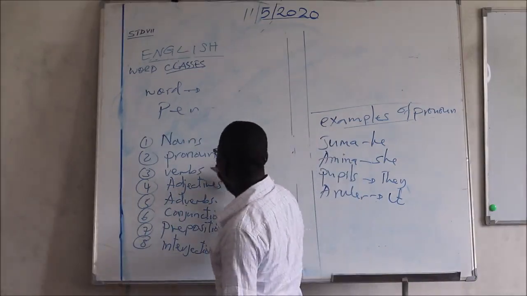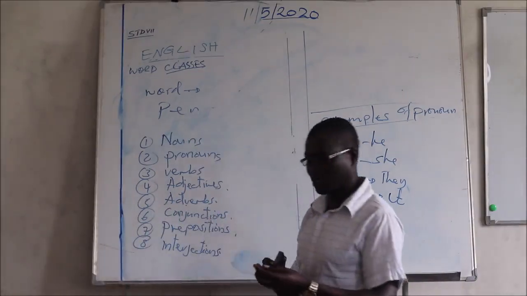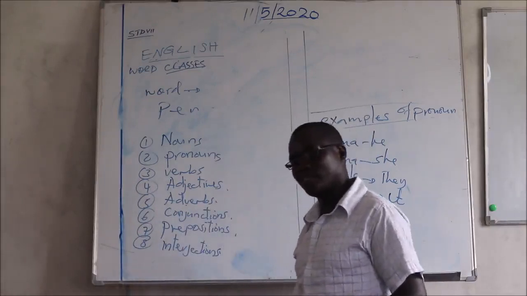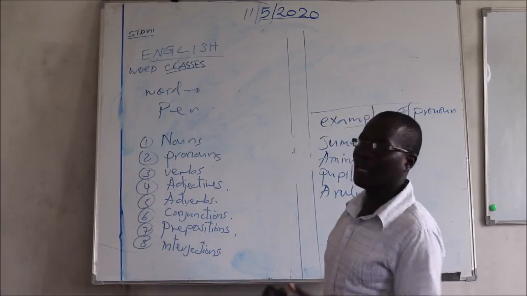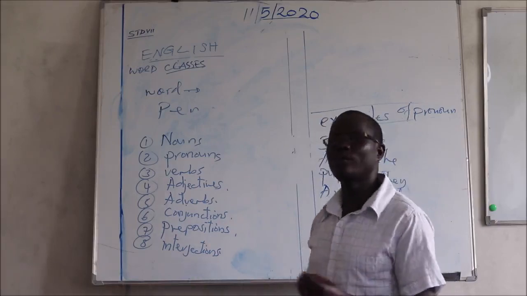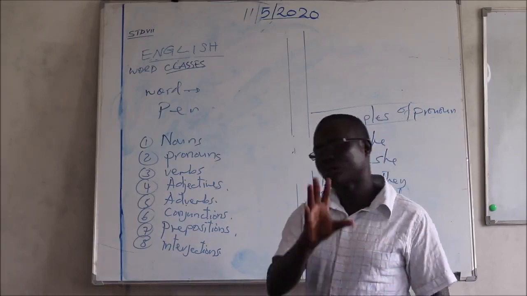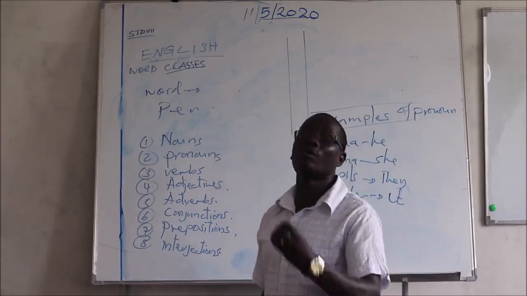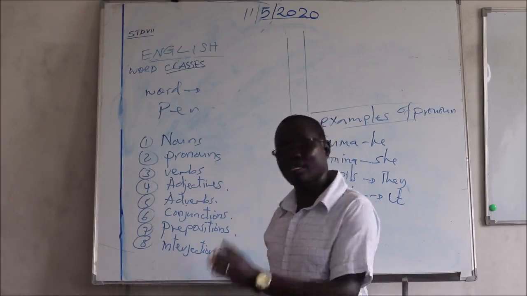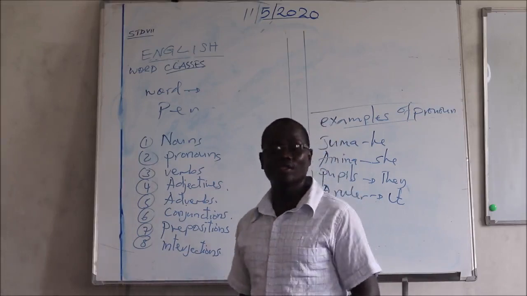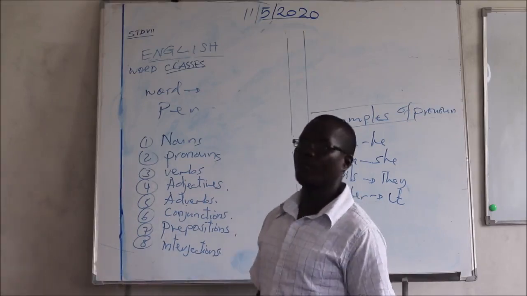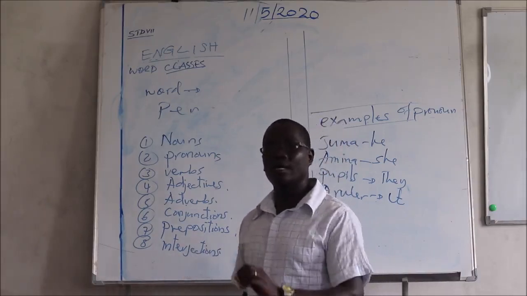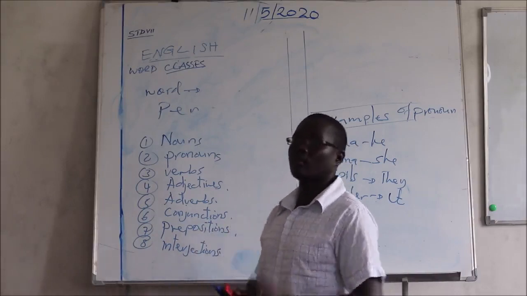Then, what is a verb? A verb simply means a doing word. But why do we consider a verb to be a doing word? We consider a verb to be a doing word simply because it is a word which is used to show the actions that we normally perform. This is why we call it a doing word. Whatever you do can be expressed in a verb form.